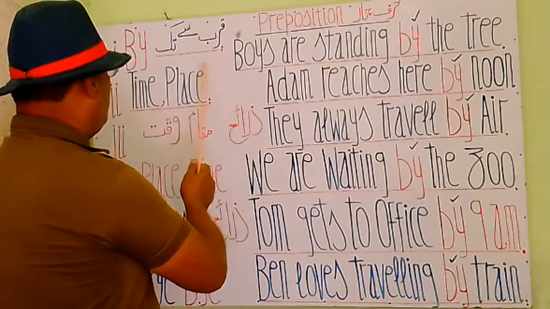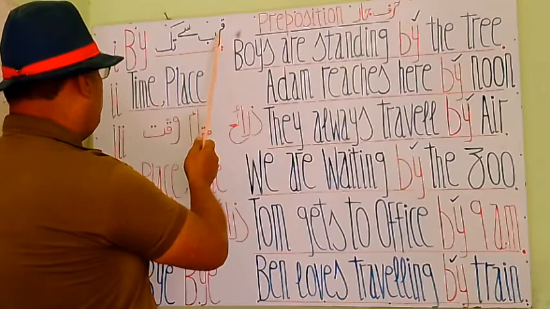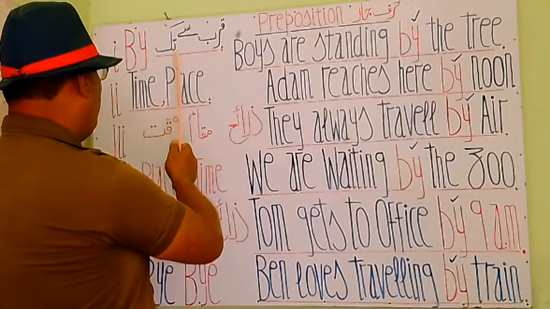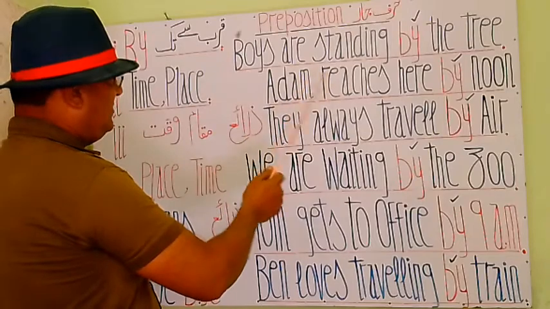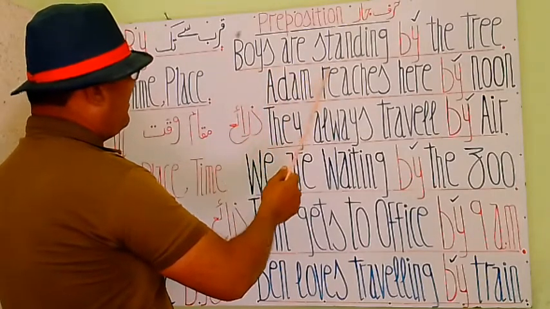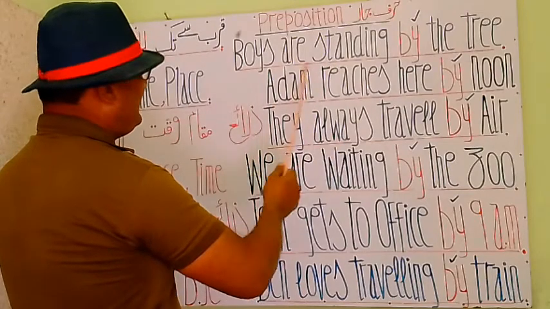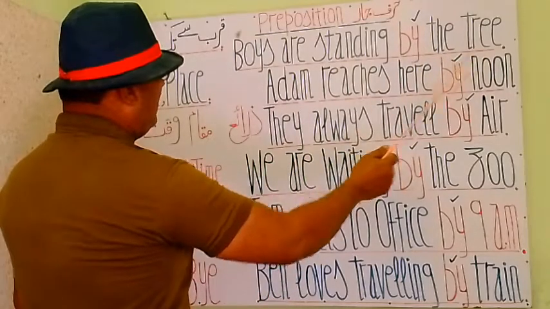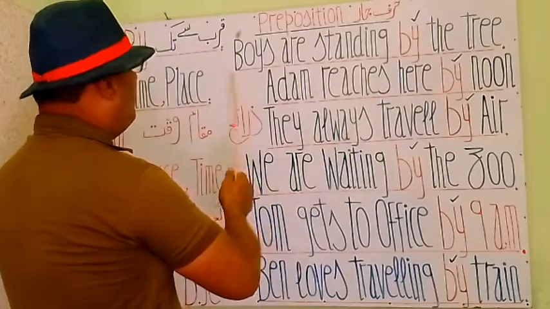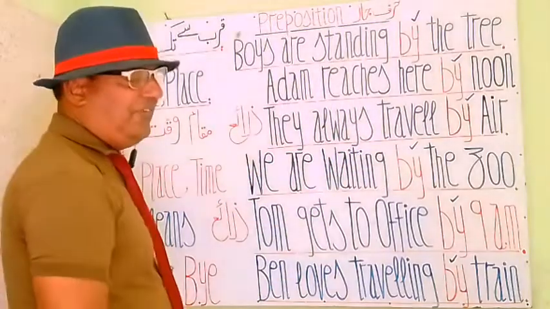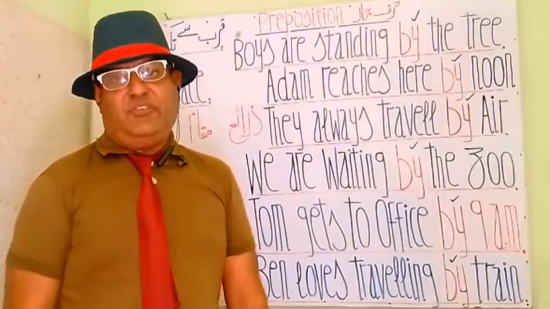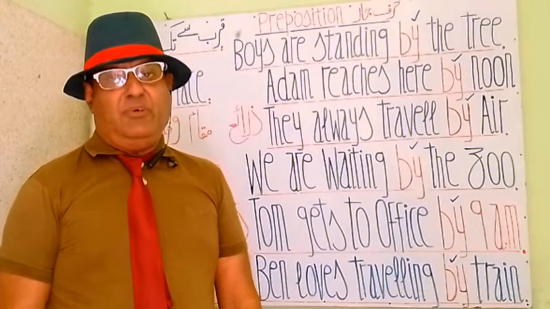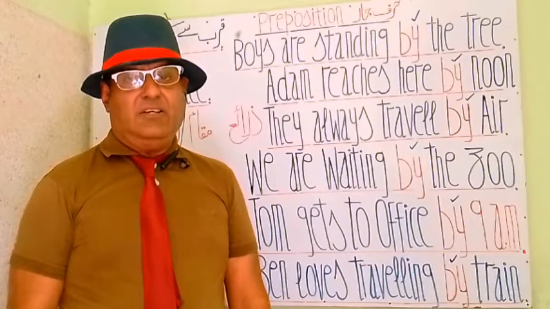Let's see this phrase. You see here, my students, by means time or it shows the place, it shows the means. And it is used as you see here, the first construction, the first sentence: Boys are standing by the tree. This is the first sentence in which we have used by to show a relation between the boys and a tree.